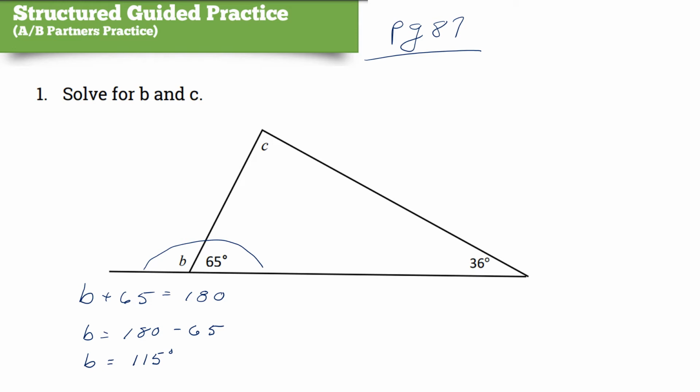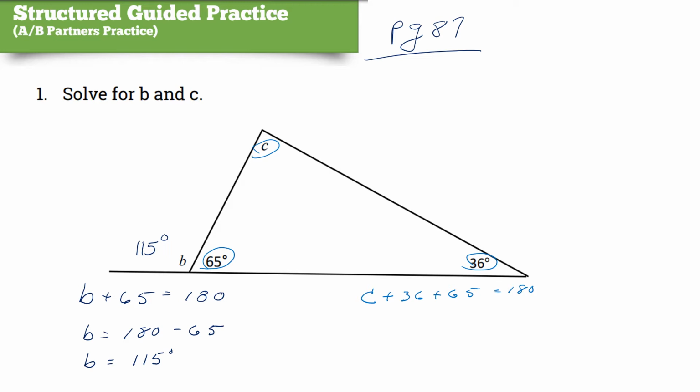Okay, so B up here, I like that dark purple, 115 degrees. Okay, that's easy enough. Now, inside the triangle are interior angles. This guy and this guy add up to 180. So I'm going to show all the steps, then we're going to show some shortcuts. All right. So C plus 36 plus 65 is 180.